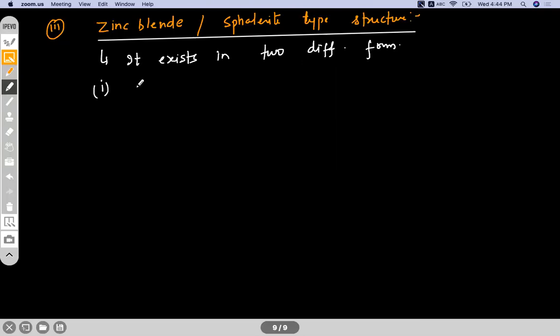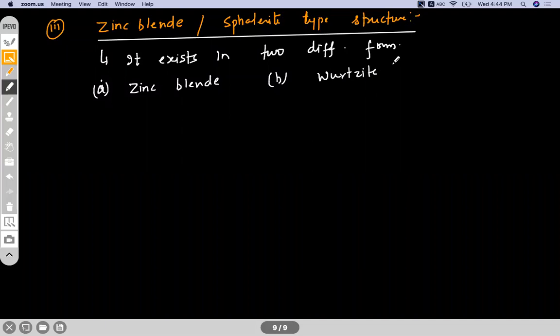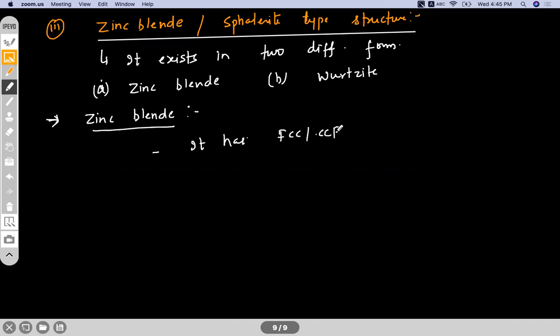The first one is zinc blende. And the second one is wurtzite structure. Write down, first one, zinc blende. It has FCC or CCP arrangement.